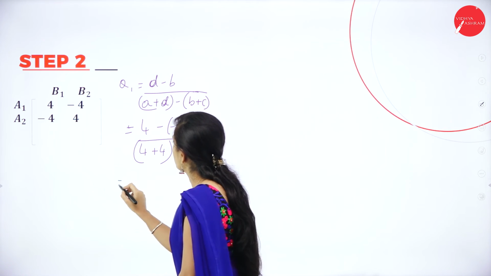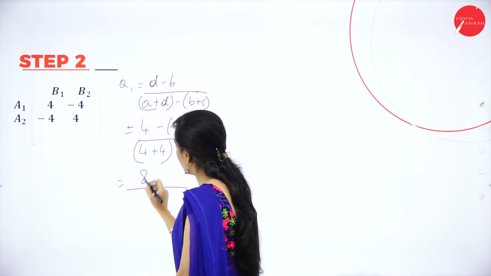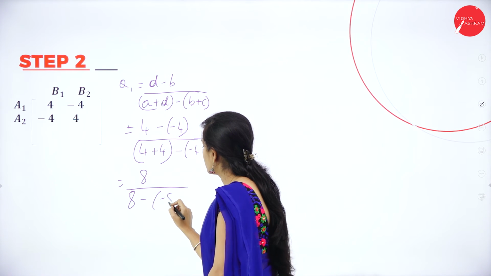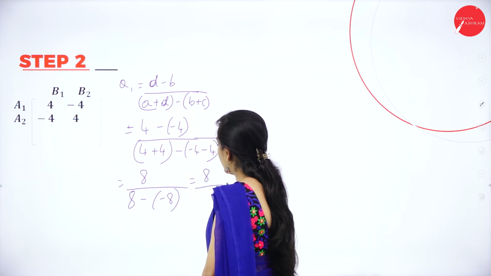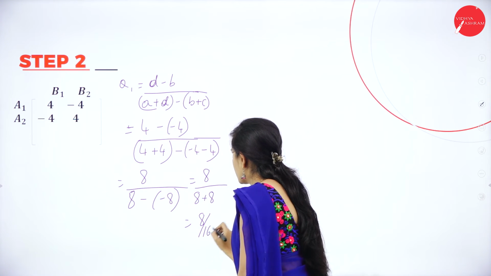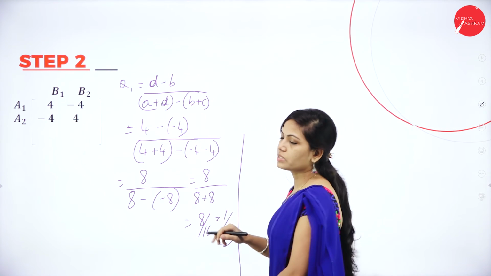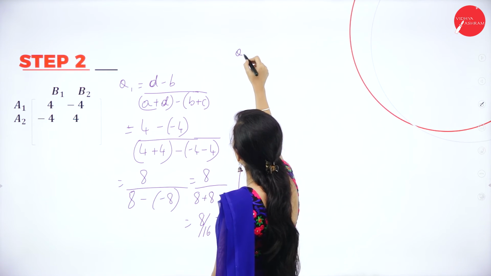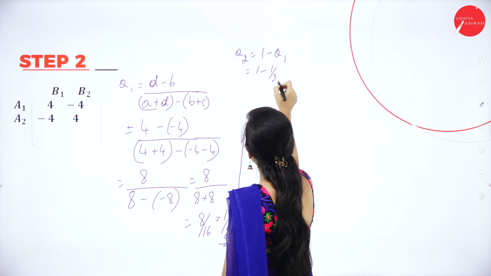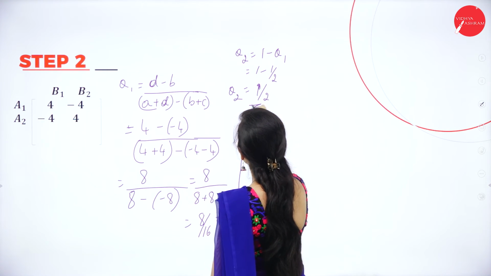So here minus into minus plus. So 4 plus 4 is again 8, 4 plus 4, 8 minus 4 minus 4 is minus 8. It is 8 by 8 plus 8, which is 8 by 16. It is 1 by 2. So now Q1 value is equal to 1 by 2 and what is Q2 value? 1 minus Q1, 1 minus 1 by 2 is 1 by 2. So Q2 value is also 1 by 2.